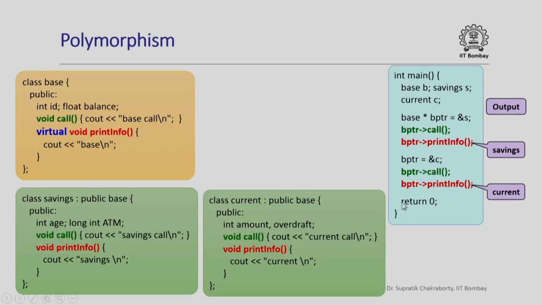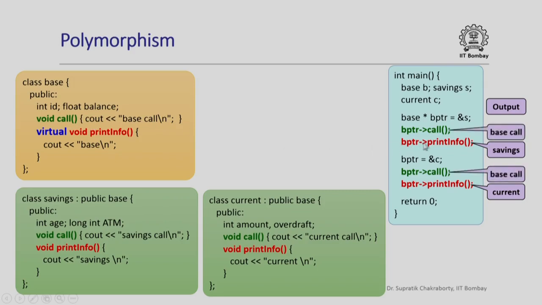Now this is very interesting because BPTR is a pointer to the base class, and in this assignment statement the address of an object of the derived class, which is going to be viewed as an object of the base class, is assigned to this pointer. And then when I say BPTR arrow call, remember BPTR is a pointer of the base class. So in the base class I will have to go and see what call is, and call has not been declared as virtual. Therefore this BPTR arrow call should do exactly what the method call in the base class asks it to do, which means it should just print out base call.